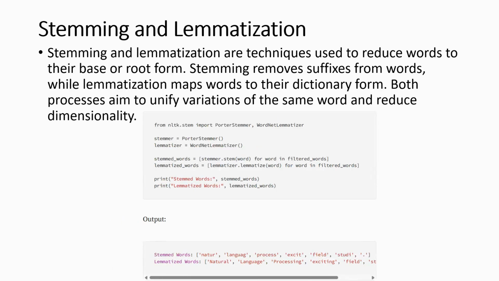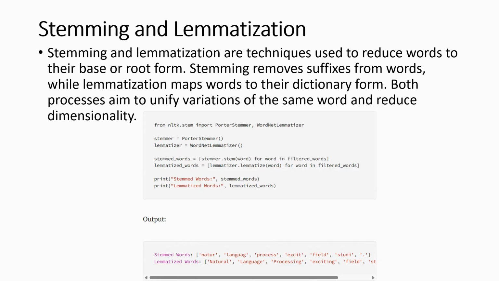So stemming and lemmatization. Stemming and lemmatization are techniques used to reduce words to their base or root form. Stemming removes specific suffixes, while lemmatization maps words to the dictionary form. Both processes aim to unify variants of the same word and reduce dimensionality, right?